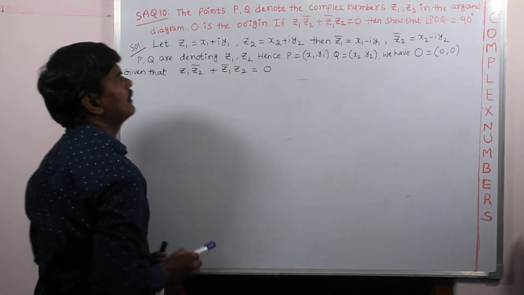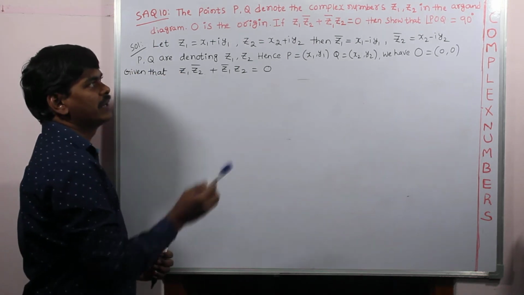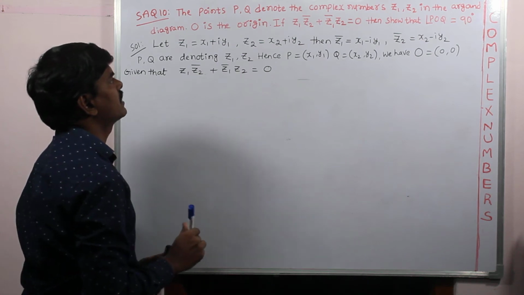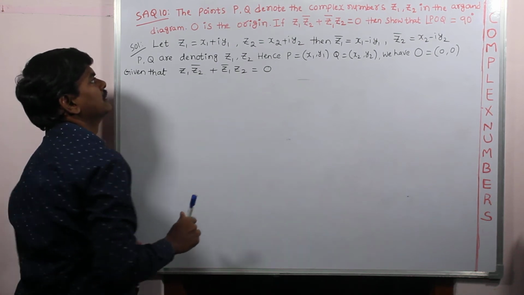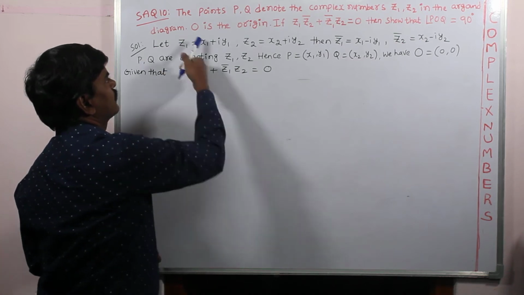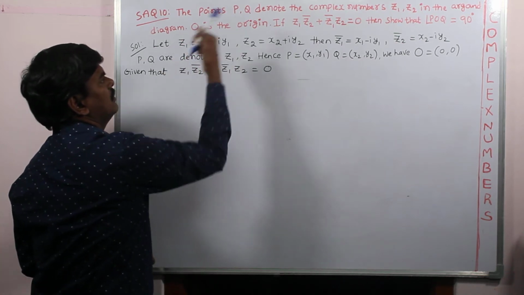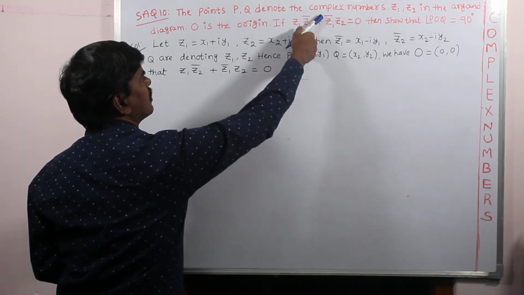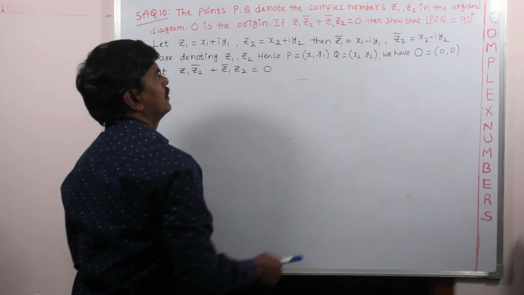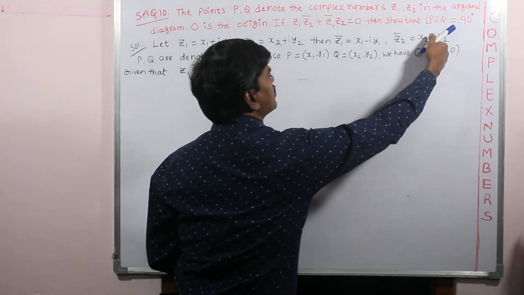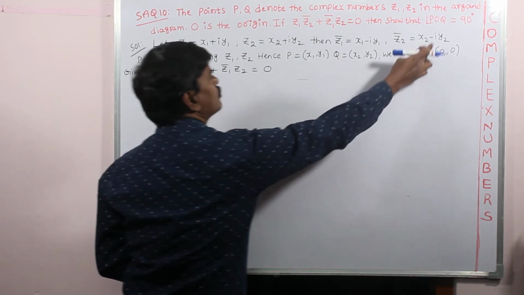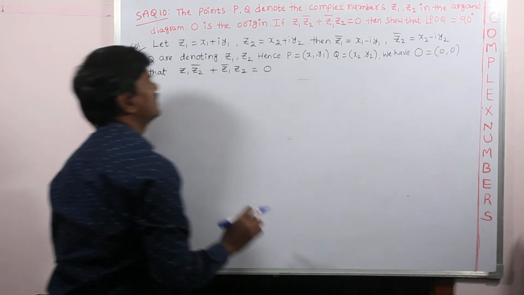So what is an Argand diagram? Argand diagram is also known as Argand plane. The plane in which complex numbers are represented is known as the Argand plane. As you know already, O is the origin. If Z1 Z2 bar plus Z1 bar Z2 equals 0, then show that angle POQ is equal to 90 degrees. So by using this condition, we have to prove angle POQ is 90 degrees.